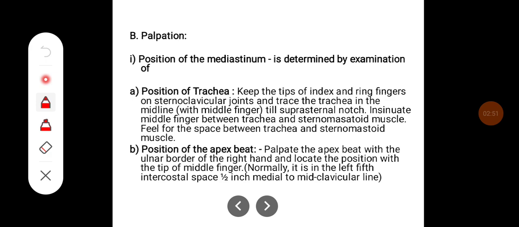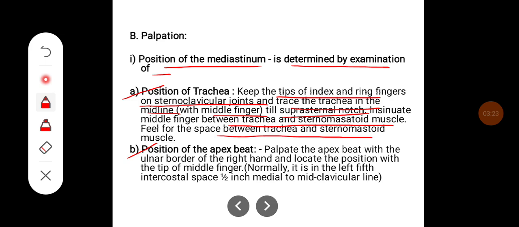Then after palpation, you have to look for the position of the mediastinum, which is determined by the examination of the position of the trachea and position of the apex beat. For the position of the trachea, keep the tips of index and ring fingers on sternoclavicular joints and trace the trachea in the midline with your middle finger till suprasternal notch. Insinuate middle finger between the trachea and sternocleidomastoid and feel for the space between trachea and sternocleidomastoid.